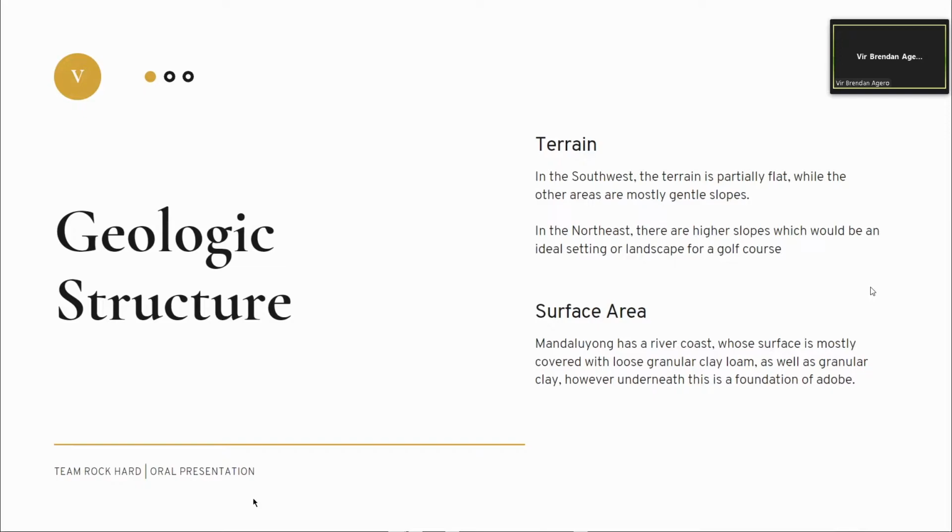rainy season. Mandaluyong has a river coast that spreads at an elevation of around 3 meters, and this is supported by concrete embankments. Its surface area is mostly covered with loose to granular clay loam as well as granular clay. However, underneath that is a solid foundation of compact adobe.